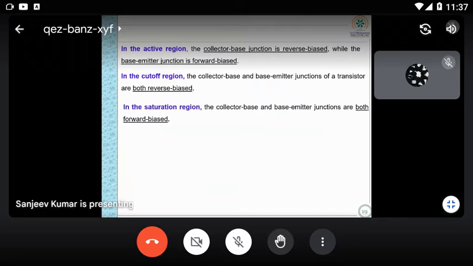The same thing I have highlighted here. In the active region, the collector-base junction should be reverse biased, while the base-emitter junction will be forward biased. The base-emitter is the input loop, and this is your output loop. For the cutoff region, both will be reverse biased, and for the saturation region, both will be forward biased. So the behavior plotted there shows these three regions.